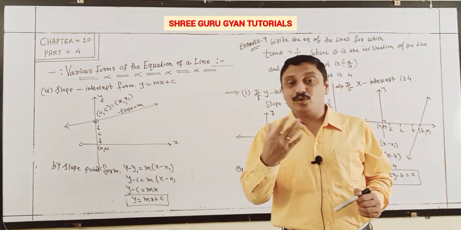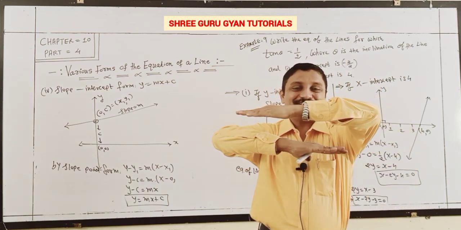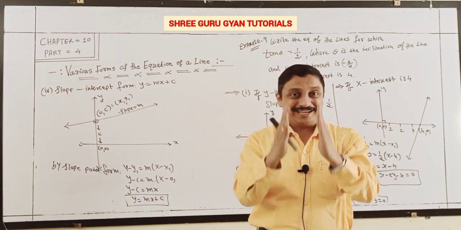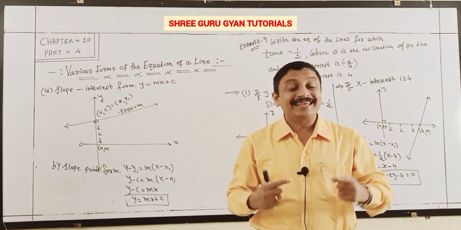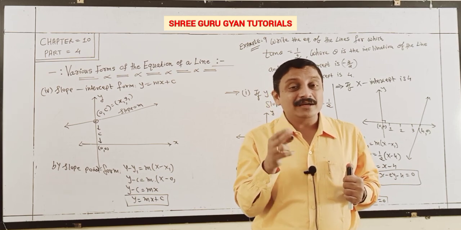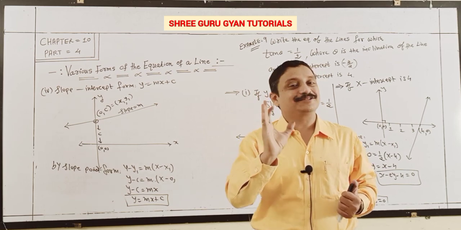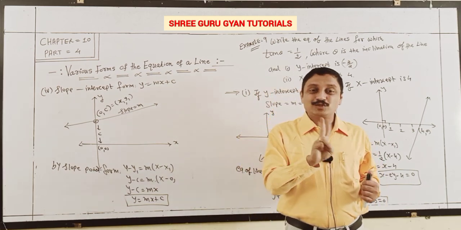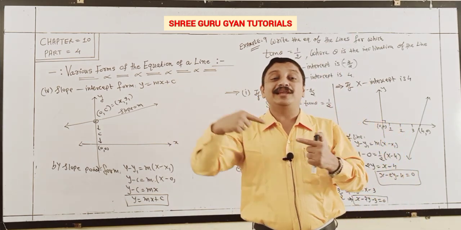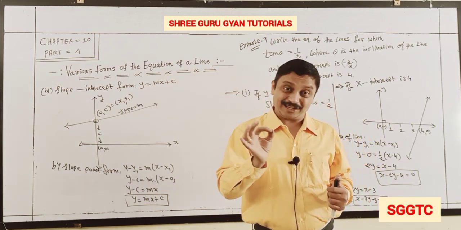I again repeat my 5 points. First of all, I explained today horizontal and vertical lines. Horizontal means parallel to the x-axis, y is equal to b, and vertical means parallel to the y-axis, so the vertical line is x is equal to a. Second, I explained point slope form, y minus y1 is equal to m(x minus x1). Third, I explained two-point form. Two points given on the line, (x1, y1) and (x2, y2): y minus y1 by x minus x1 is equal to y2 minus y1 by x2 minus x1.